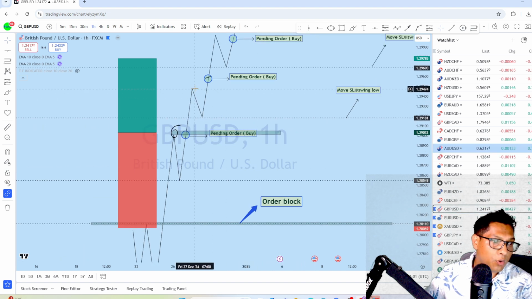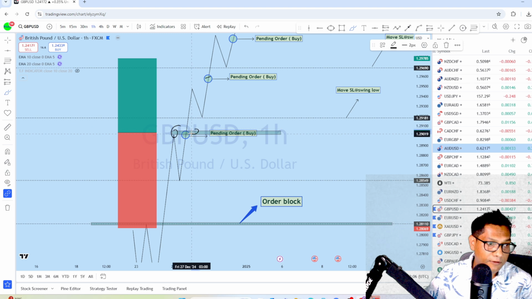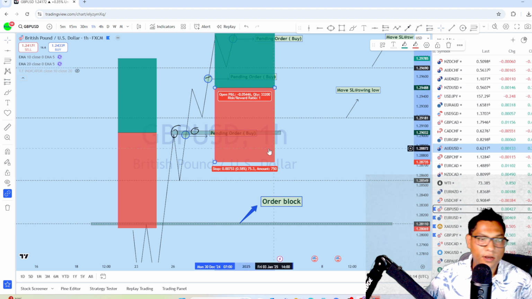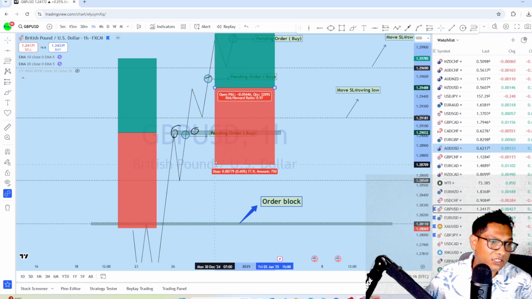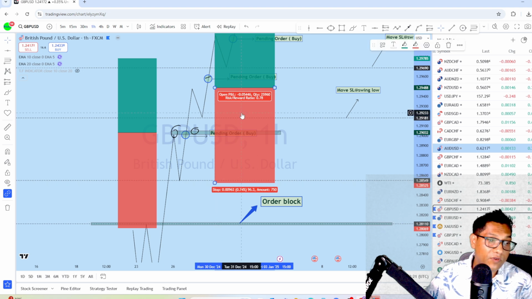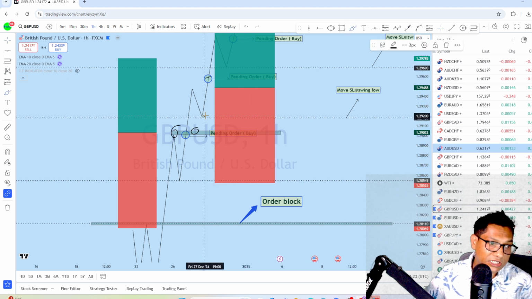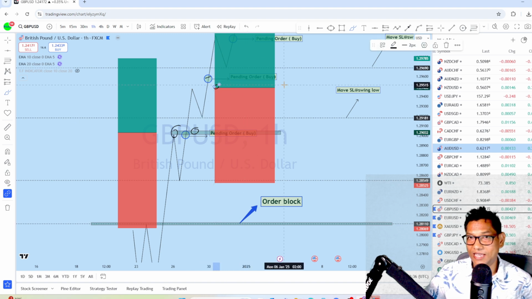Now in the next pullback, when the price is back at our previous entry, we'll place another pending order in addition to the previous one, and our stop loss will be just below the previous swing low. And now we have two trades. Once we see this pullback is over, we could see the market has bounced again, and as soon as it breaks this swing high, we could see that this trade is active.